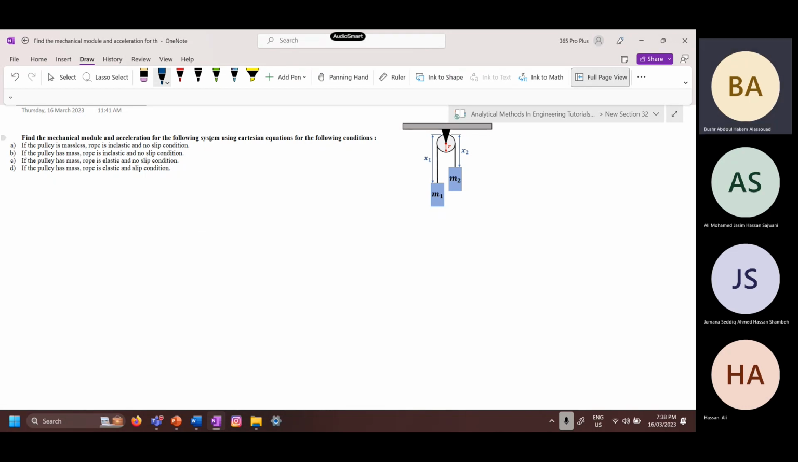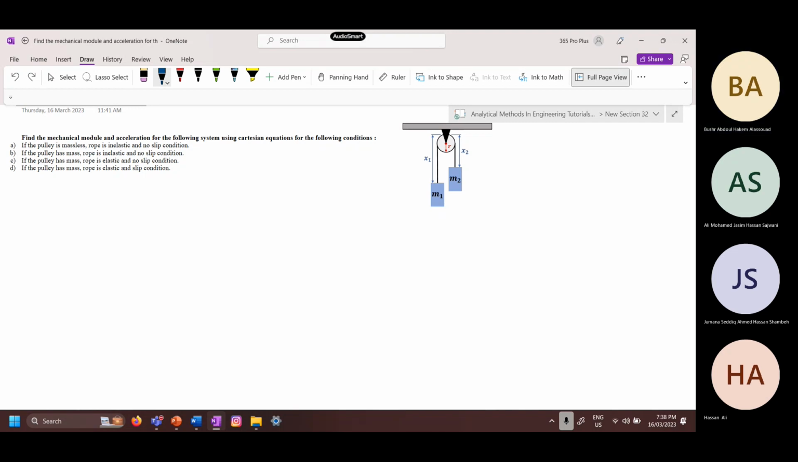First, you need to understand that there are 4 conditions needed to solve a pulley. The first condition, a massless pulley. This is massless, as we studied in physics 1, and the rope is inelastic. It doesn't elongate, and there's no slip condition. This one is not slipping. Okay, that's the condition that we studied in physics 1 previously.